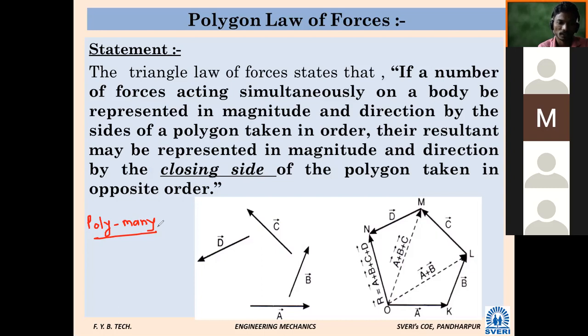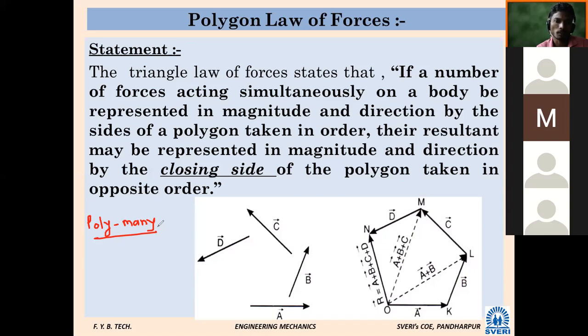So if you see the diagram at the bottom, O to K is force A, K to L is force B, L to M is force C, M to N is force D. Like this, forces A, B, C, D are represented by OK, KL, LM, MN. And finally, if you see the direction of forces A, B, C, D, are they acting in clockwise or anti-clockwise direction? Anti-clockwise, anti-clockwise, anti-clockwise, and their resultant R.